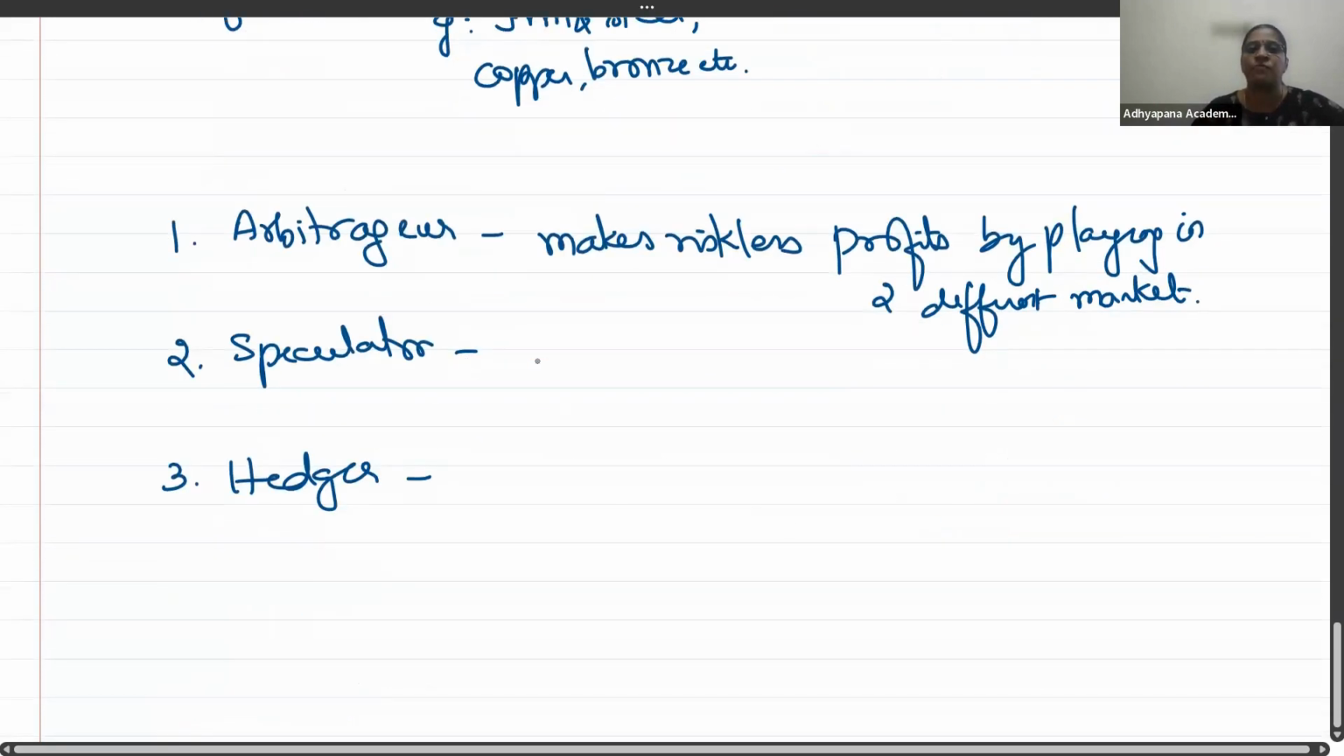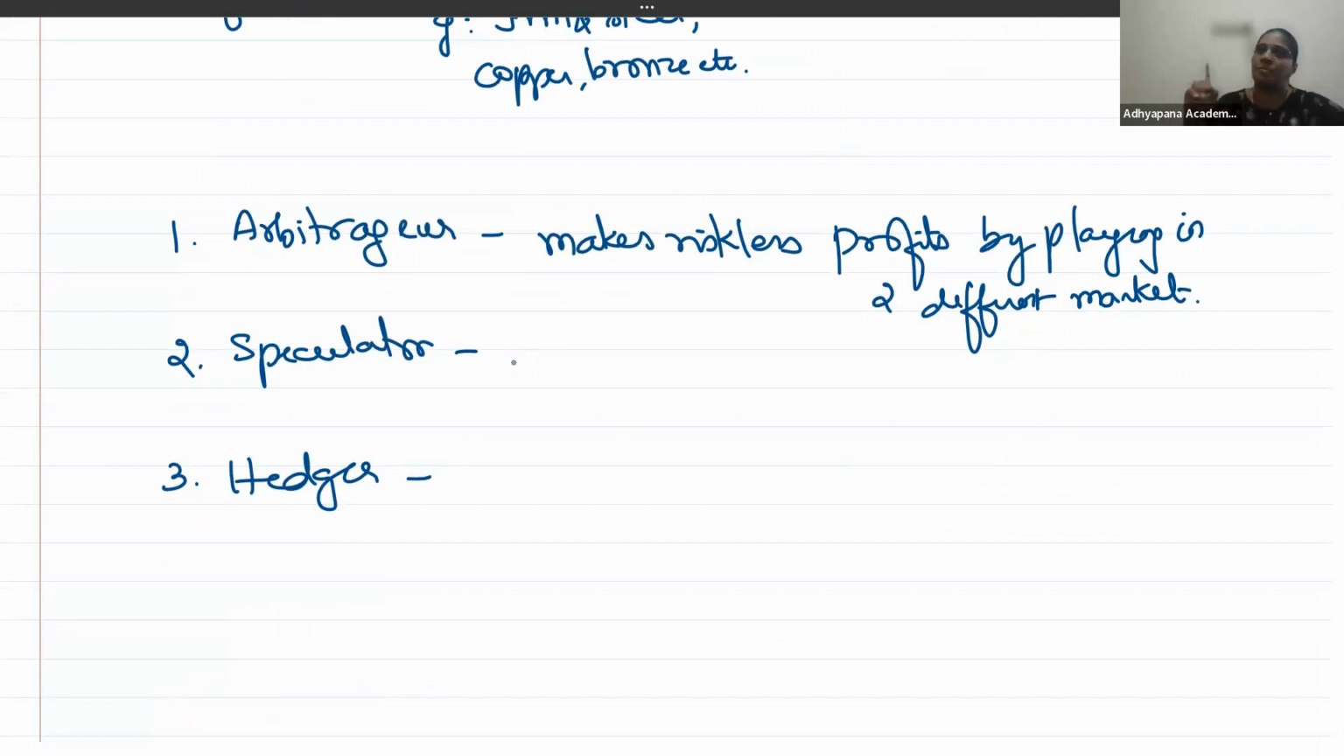A speculator makes profits by taking risk. He knows there is a risk, but still he wants to take that risk and make a profit. That is a speculator. He makes profits under risk.